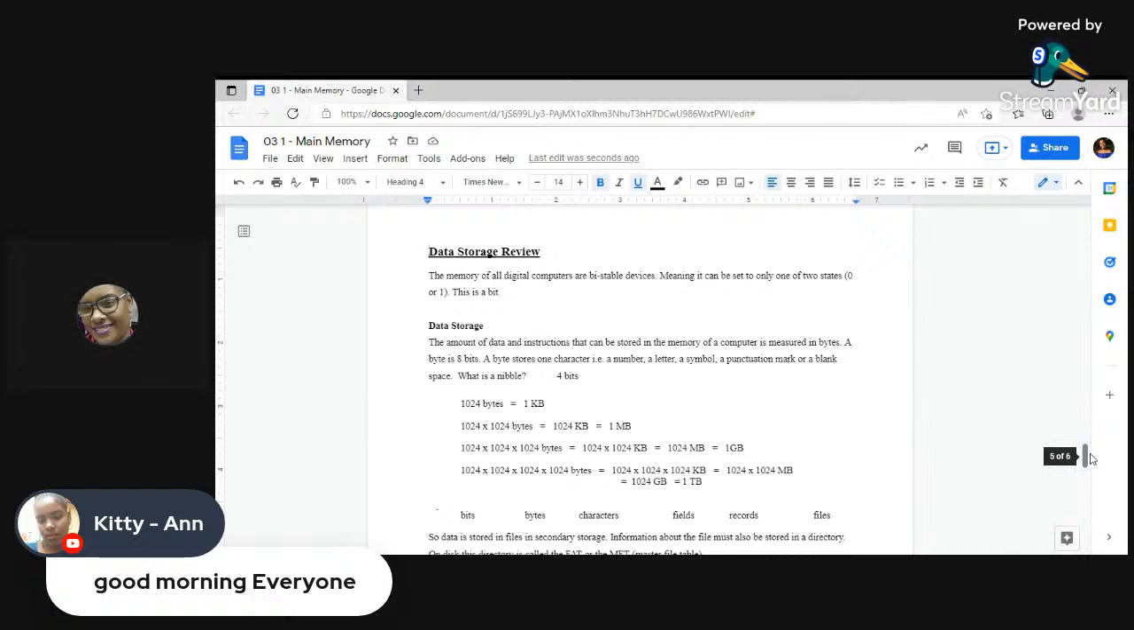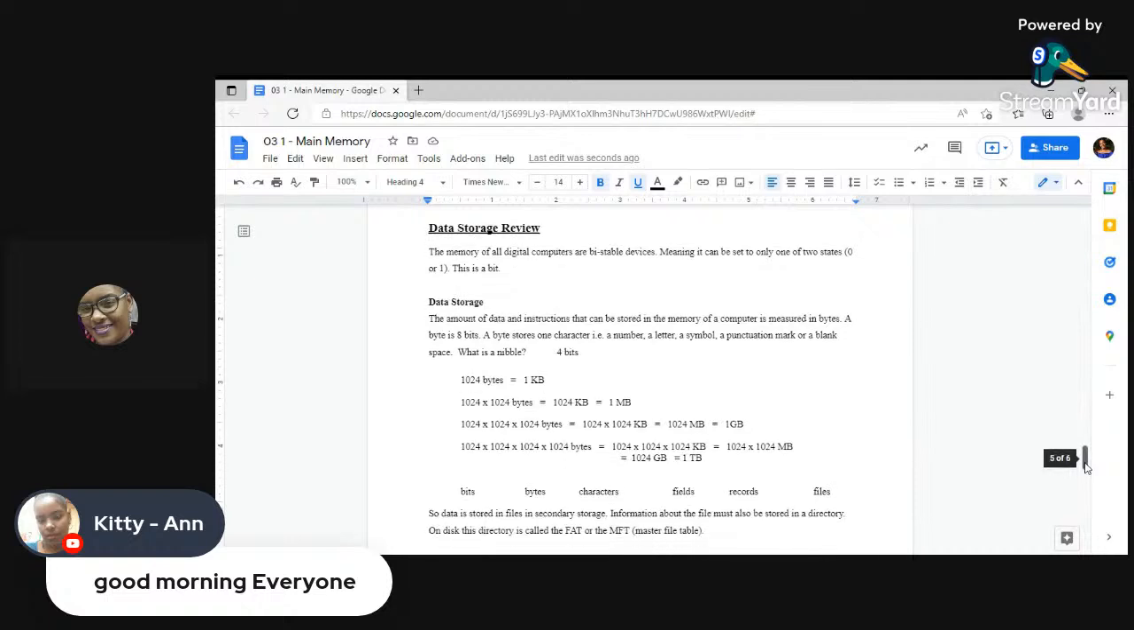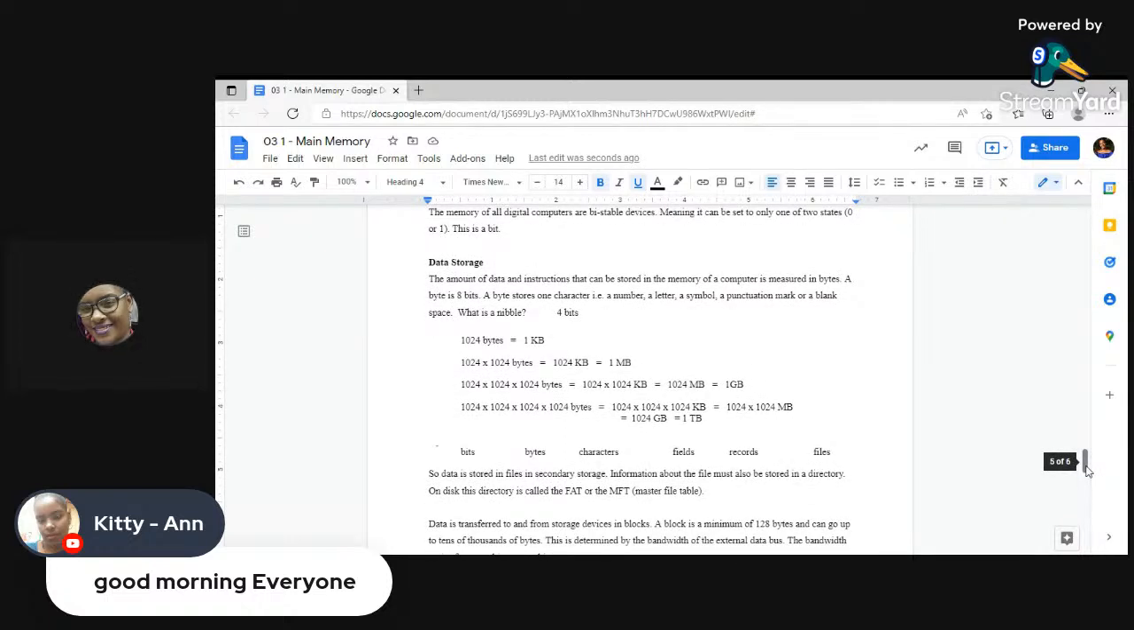So 1,000 bytes, right? 1,000 kilobytes is going to make a megabyte, and 1,000 megabytes is going to make a gigabyte. So each time you're going up by 1,000 or 1,024, it is fine. Bytes to kilobyte, 1,000 or 1,024. Kilobyte to megabyte, 1,000. Megabyte to gigabyte, 1,000. Gigabyte to terabyte, 1,000. Terabyte to petabyte, 1,000. Petabyte to exabyte, 1,000. And then exabyte to zettabyte, 1,000. And from a zettabyte to a yottabyte would be 1,000 or 1,024 as well.